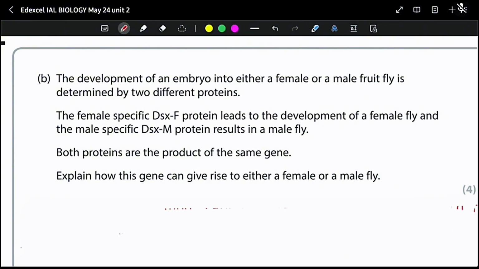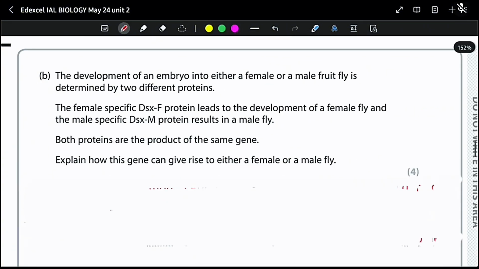And the processed mRNA will undergo translation, and we know mRNA to protein is translation, so it will produce a polypeptide chain, and the sequence of amino acids will differ in males and females because they have alternative splicing of exons. And the DSXF protein, which is found in females, will lead to female specific development, while the DSXM protein will direct the male specific development by influencing cell differentiation, protein interactions, and tissue formation. Okay, so this is the answer.